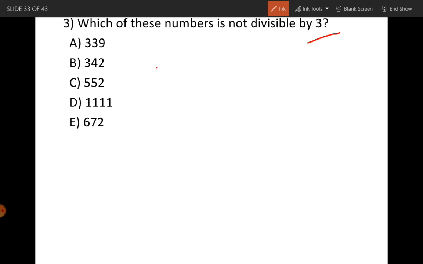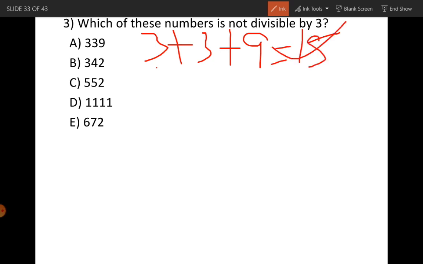For the first number, 3 plus 3 plus 6 plus 9 is 15. So 15 is divisible by 3. And 3 plus 4 is 7, 7 plus 2 is 9, so this also passes the divisibility test for 3. And 5 plus 5 is 10, 10 plus 2 is 12, and 12 is divisible by 3.